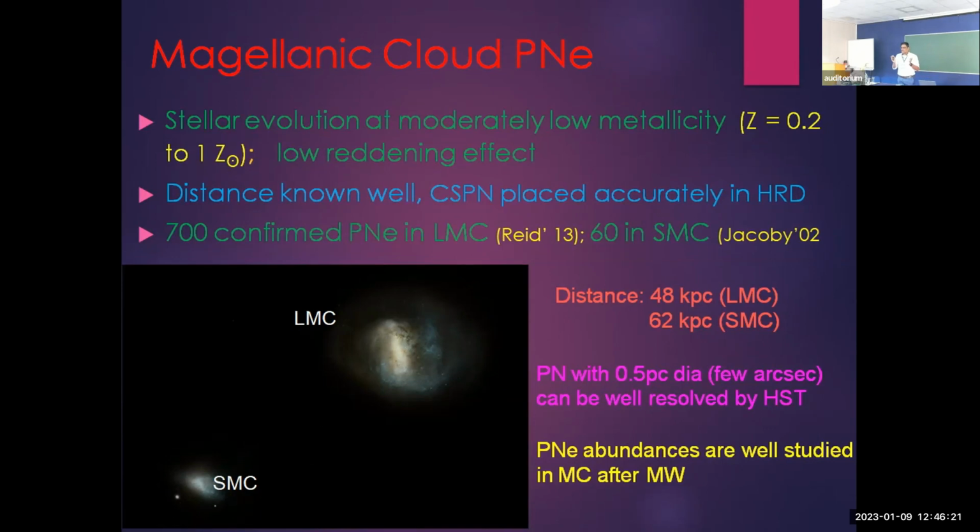And again, the advantage of HST is that at this distance you can well resolve these planetary nebulae. In extragalactic planetary nebula studies of distant galaxies, you can never resolve them because they are point sources at that distance. Whereas for the LMC and SMC, you can resolve them, and that has given us a far better understanding of extragalactic planetary nebulae in these two clouds than in any other galaxies. So PN abundance is also well studied in the Magellanic Clouds after the Milky Way.